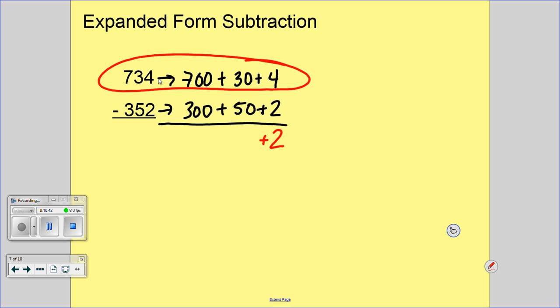We have 30 subtract 50. I need more. What, Piper? Tens. Where are my tens hiding? Where are they hiding, Naviana? In your hundreds. In my hundreds. Go steal a 100. I'm now left with 600. I'm gonna leave a 100 in the tens.